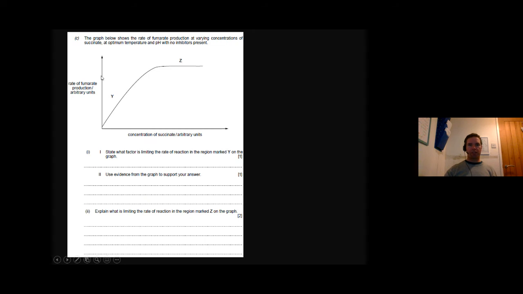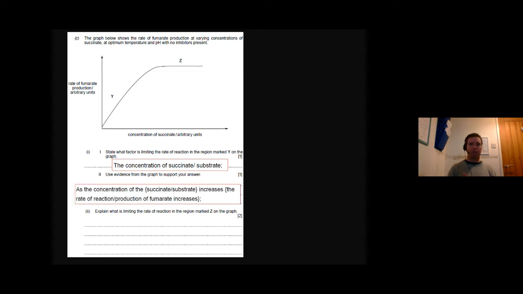What's the limiting factor in the region marked Y? Well, that's going to be our concentration of substrate, succinate. Use evidence from the graph to support your answer. Well, because look what's happening. As the concentration of substrate increases, the rate of reaction increases, which tells us that it must have been the substrate which was the limiting factor there.